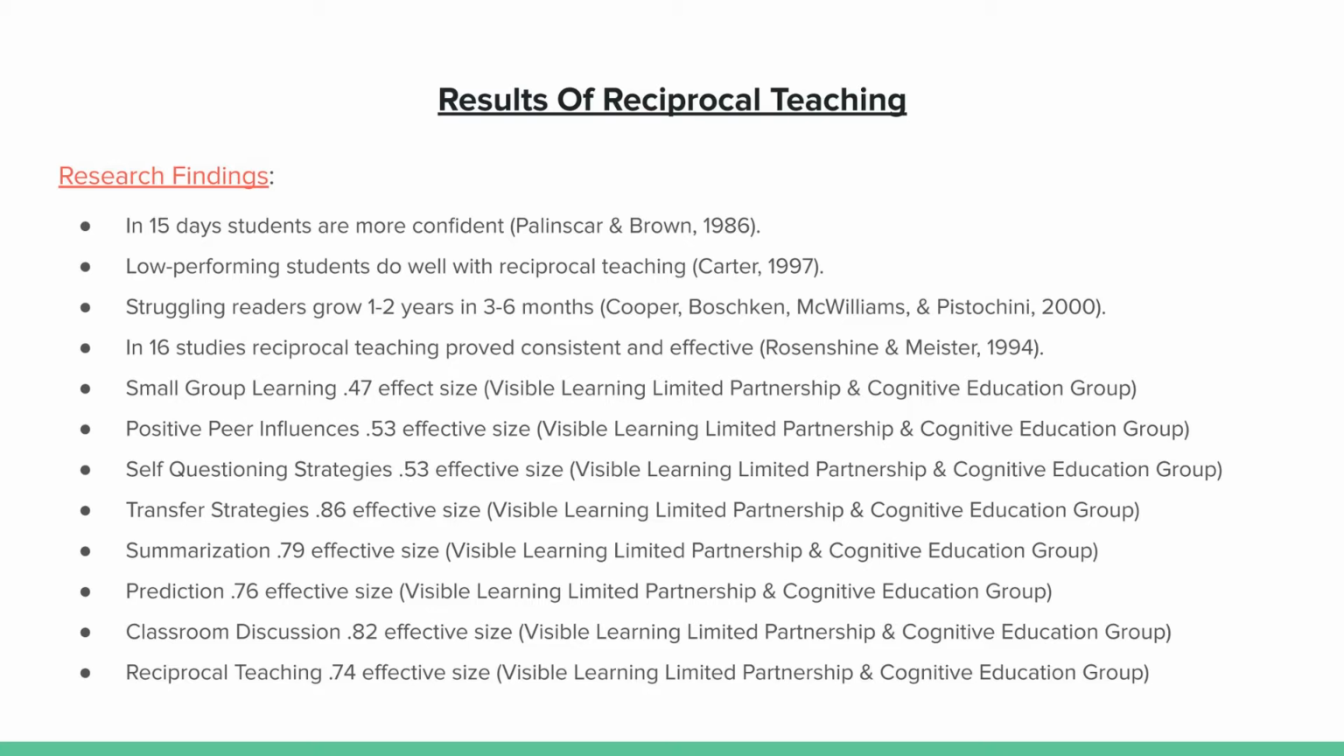Classroom discussion. Oftentimes after each team writes their summary, we have a discussion where each team will share their summary, and then we discuss what we learned from each other's summaries. So there are many extensions you can do within using reciprocal teaching. And that had an effect size of 0.82. And then reciprocal teaching overall has a very high effect size of 0.74. So the research is very, very strong.